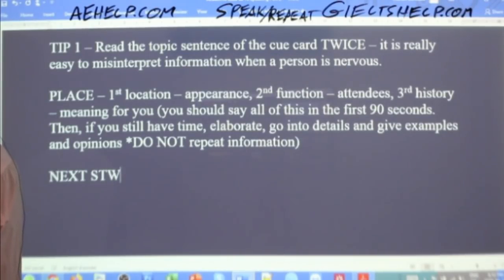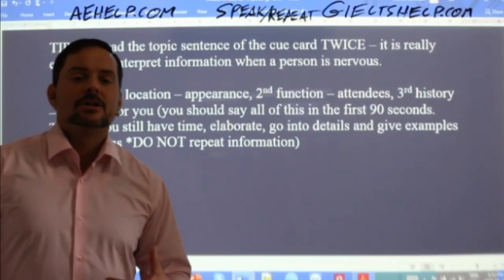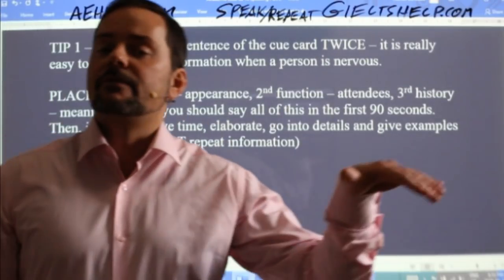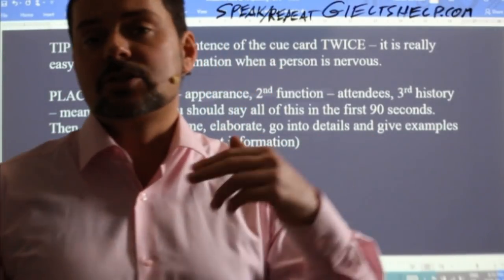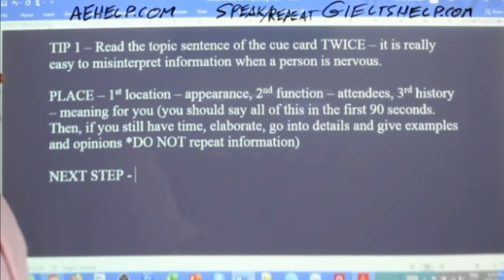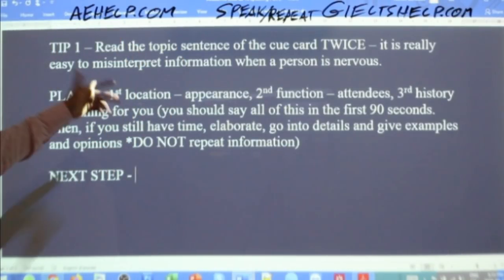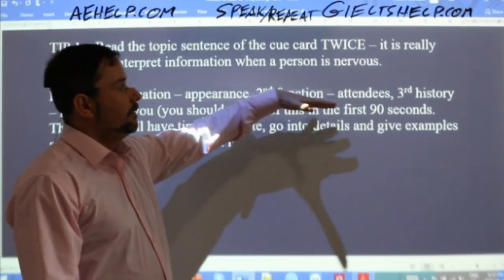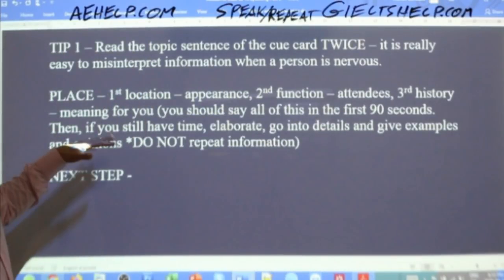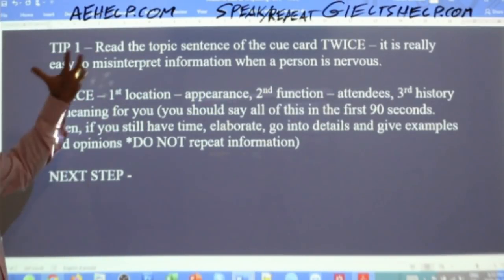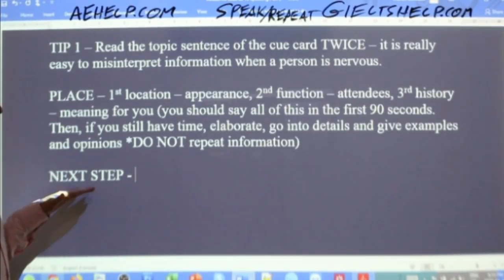So far I'm doing great. And of course this is happening very quickly because I practiced this. I know these steps. So I've read the card. I've read the title, the topic sentence twice. I identified that it's a place. I go, okay, I've got to talk about its location, appearance, function, attendees, history, meaning. I have to do this quickly. Look at the questions on the card. What's my next step?